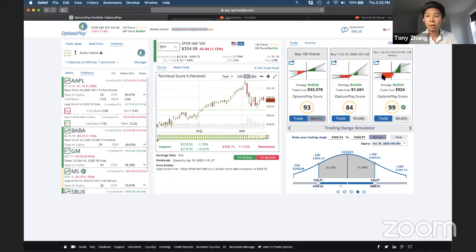Abe is saying, hi, Tony, thanks for the presentation, always helpful. How would you distinguish between an investment account and a trading account? So I would say an investment account is your retirement portfolio where you predominantly own stocks for the long run, mutual funds, ETFs. That is aside from your trading account.